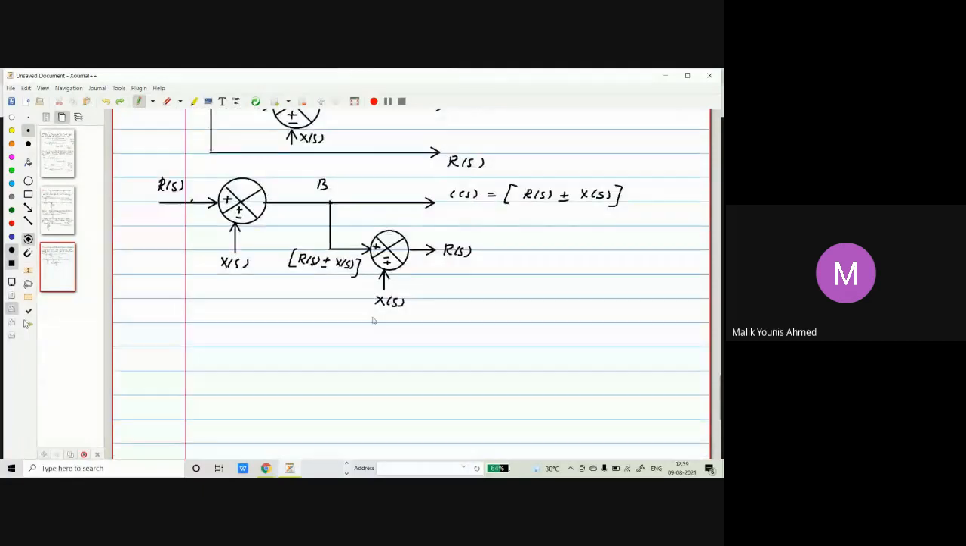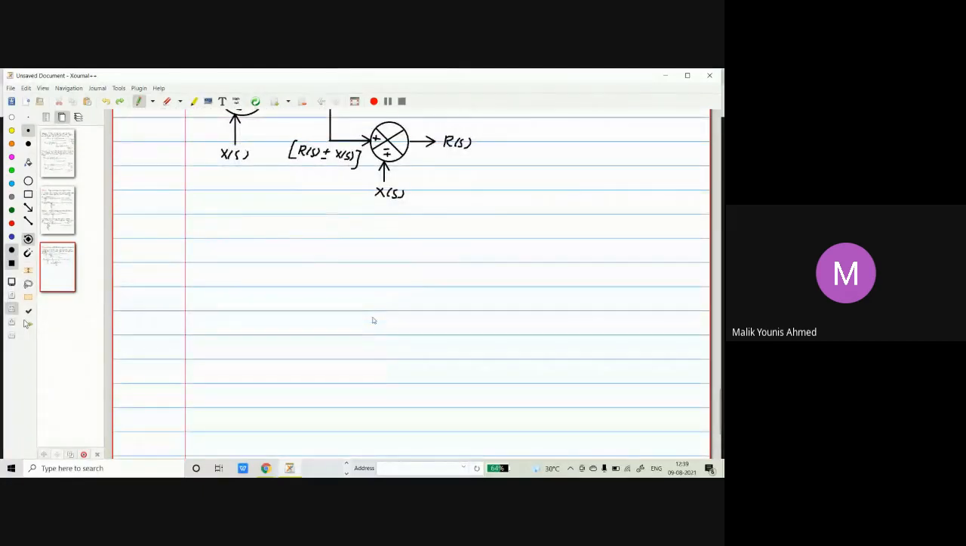Okay. Next is moving a takeoff point. That's rule number 8. That's moving a takeoff point ahead of a summing point.